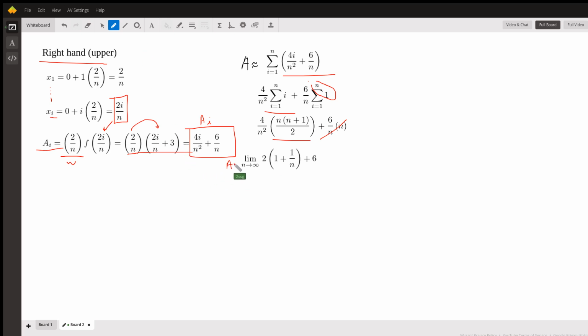So A equals, as n approaches infinity, this term goes to 0. 2 times 1 plus 0 plus 6 equals 8. Same result. Okay. There you go.